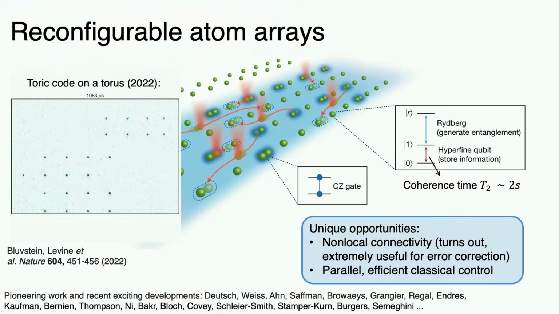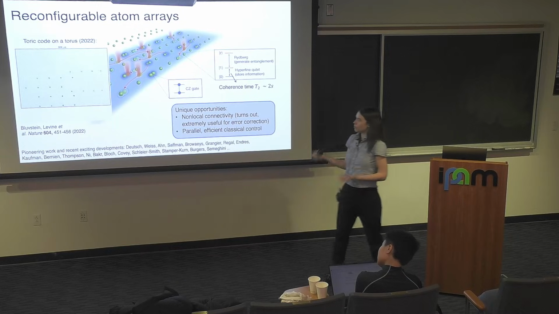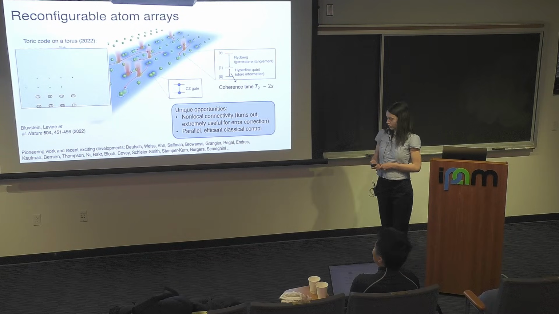So here on the right, I show an example of what a circuit looks like with neutral atoms. Here we are realizing a toric code on a torus. The stationary atoms are the data qubits on the toric code, and then the moving atoms are qubits measuring the stabilizers of the toric code. Upon doing this, we've prepared the toric code state.